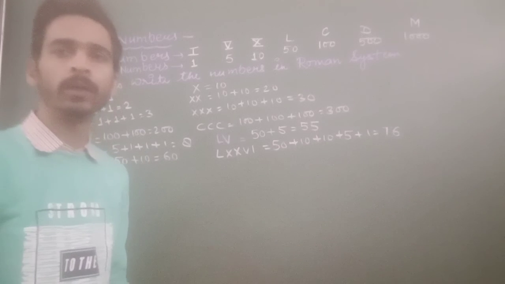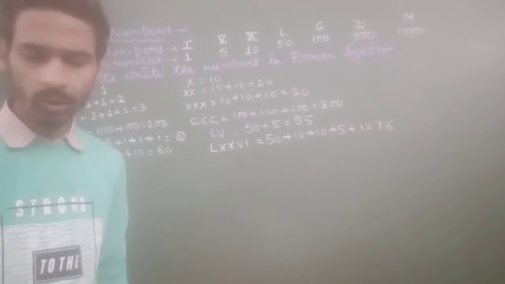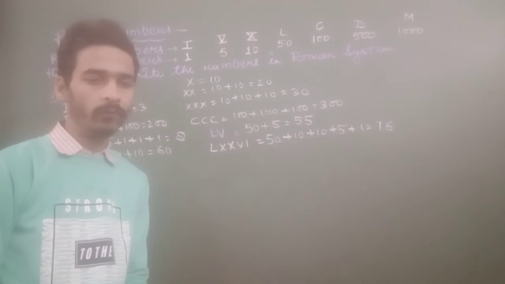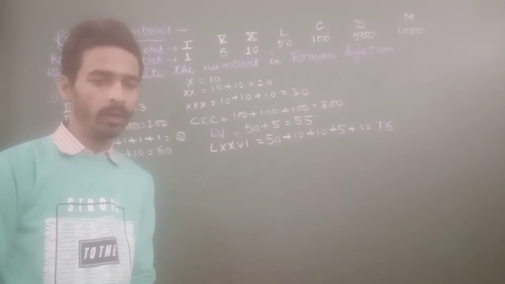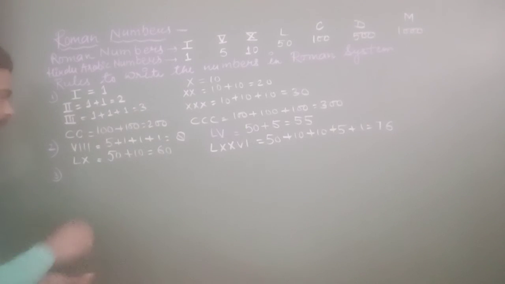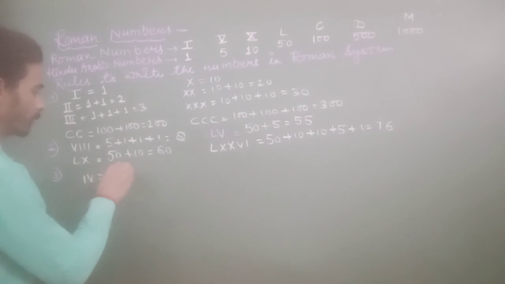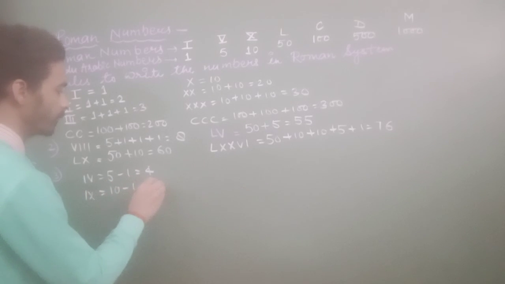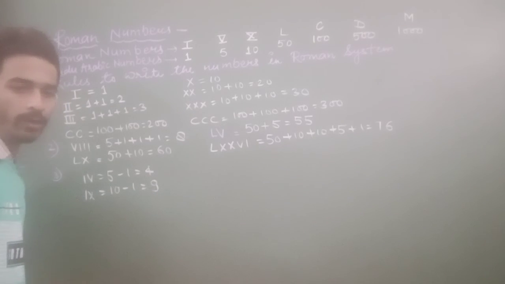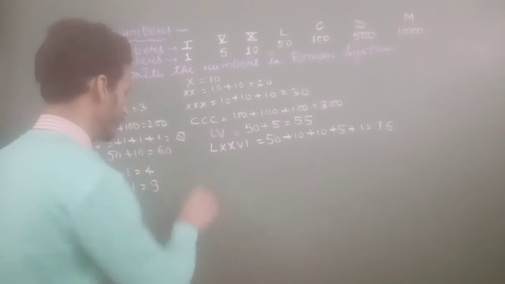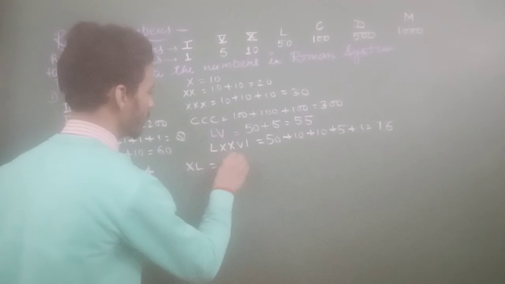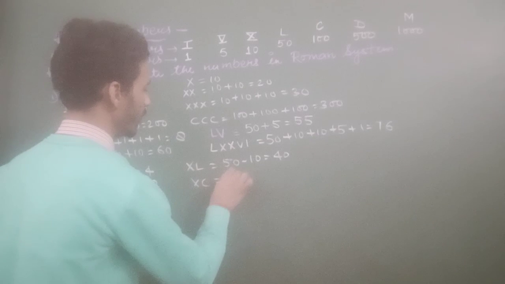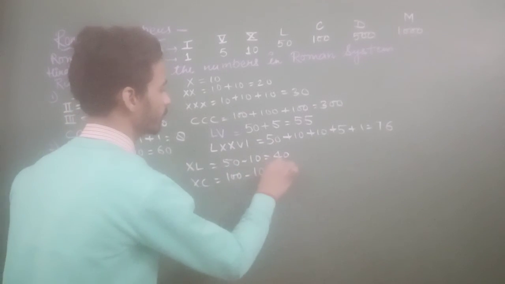Now listen carefully. A smaller number written to the left of a number of greater value gets subtracted from the number placed after it. That means IV is 5 minus 1, which is 4, and IX means 10 minus 1, which is 9. There are also many other examples: XL is 50 minus 10, that is 40, and XC is 100 minus 10, that is 90.